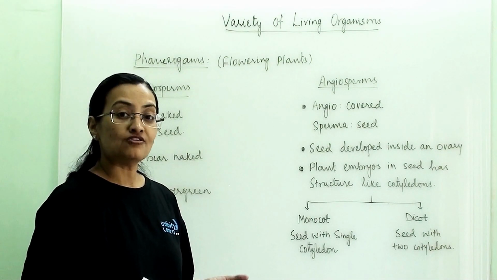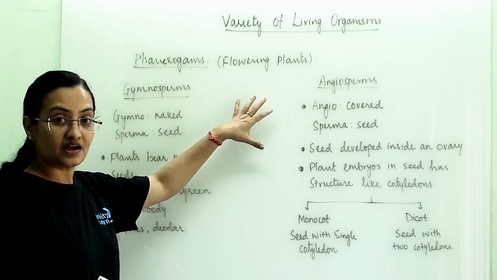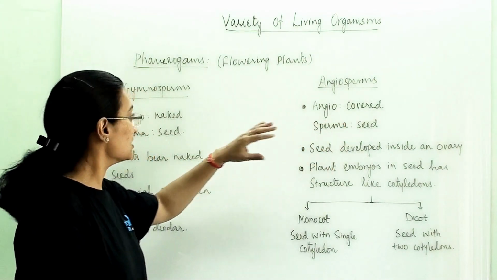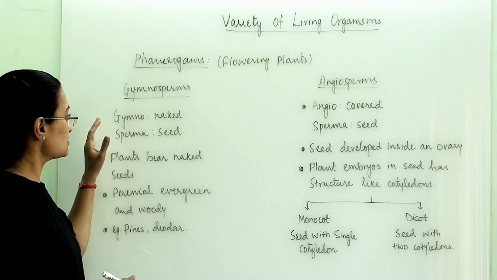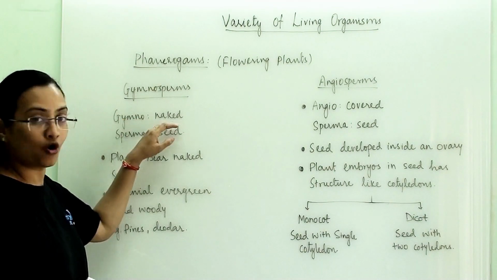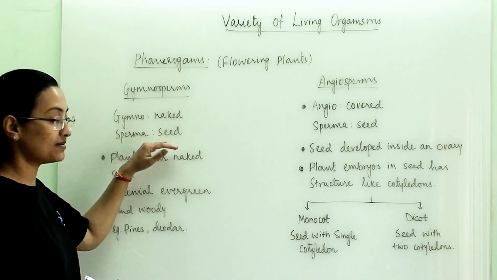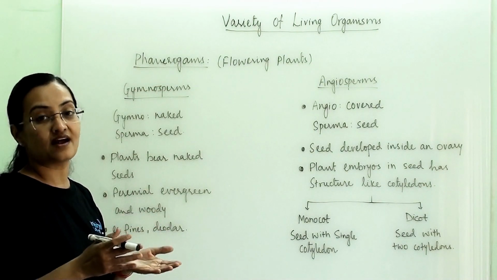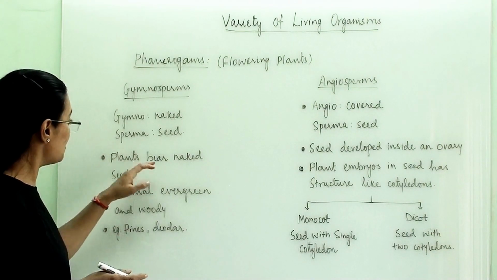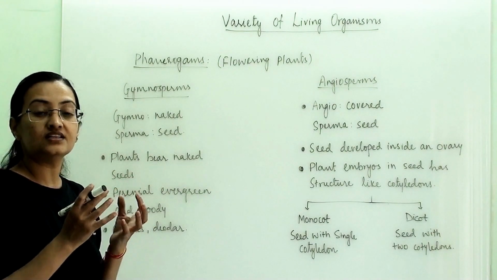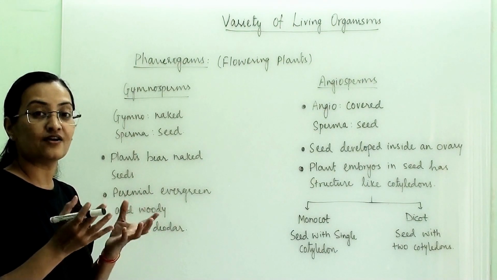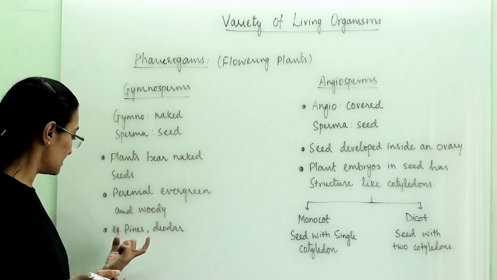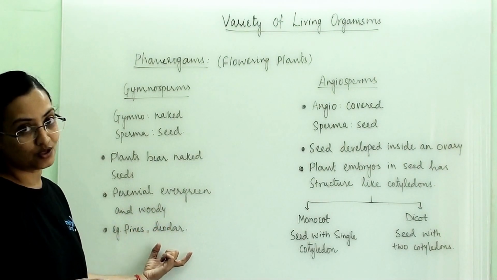Now let us talk about phanerogams. They are flowering plants. They are subcategorized into gymnosperms and angiosperms. First we are taking gymnosperms. The Greek word gymno is for naked and sperma means seed. That means this word is for plants that have naked seeds. Plants bear naked seeds. They are not covered in a fruit. They are naked and they have a woody structure. Perennial, evergreen and woody structure they have, and examples are pine and deodar.